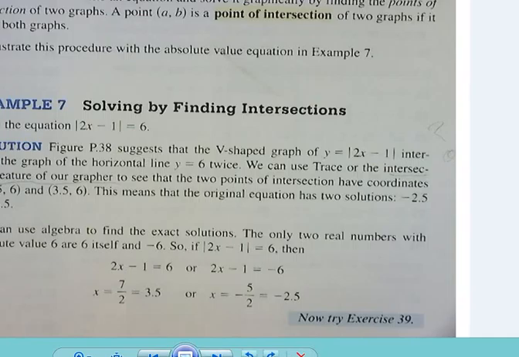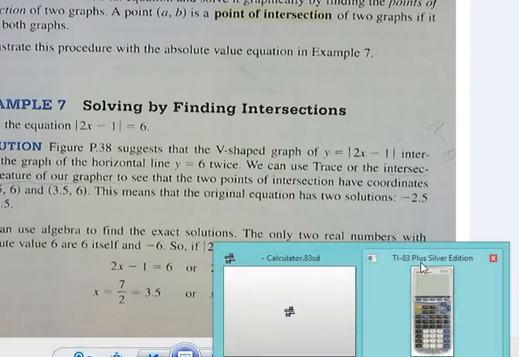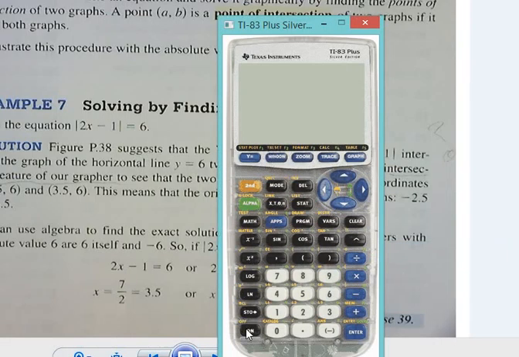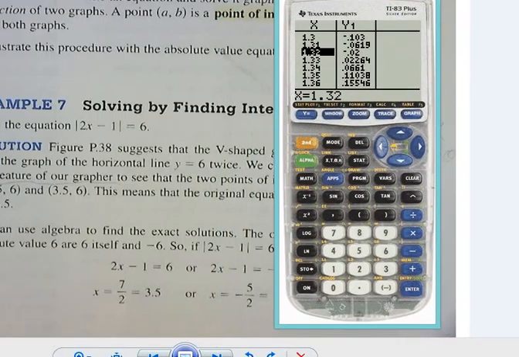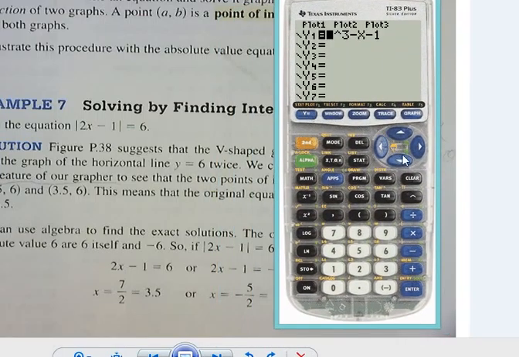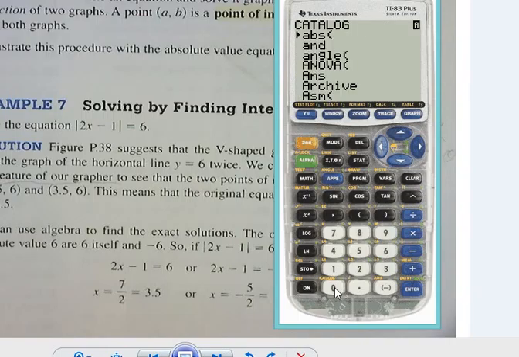So what I'm going to do is take my calculator and turn it on, and I'm going to graph this thing. So just plug in absolute value of 2x minus, oh wait a minute, how do I do that? Does anybody in here know? Catalog, right? If I hit second catalog, the very first thing that pops up is ABS parentheses, and that stands for absolute value. So I'm going to hit enter. Boom, I've got my absolute value bracket.